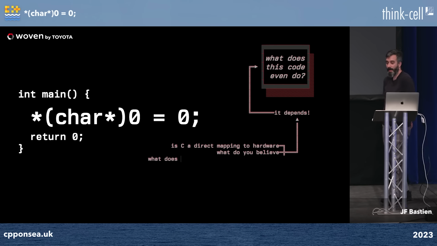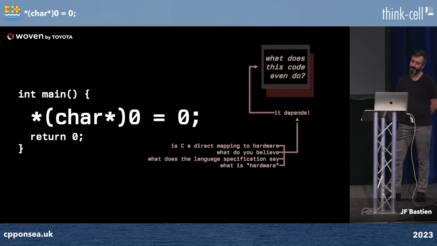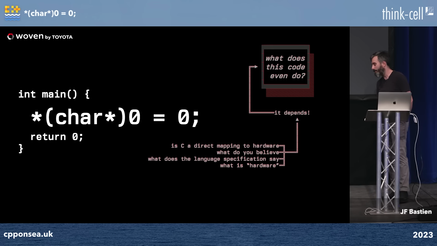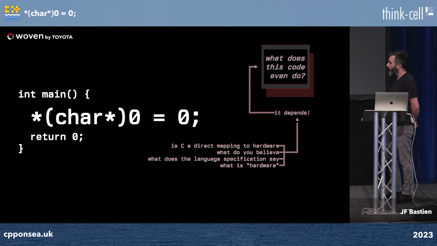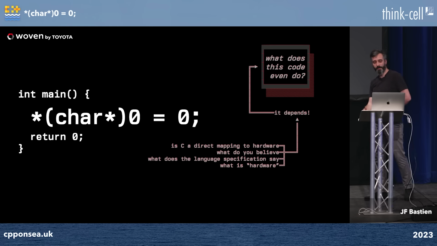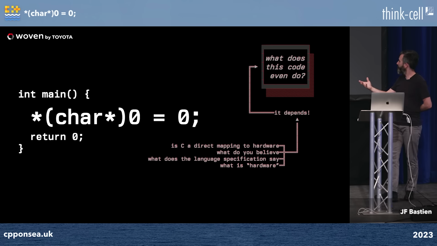Is C a direct mapping to hardware? Not really, right? Because it can get optimized out. So people who are used to C get really angry at this code because the code gets optimized out. C is not a direct mapping to hardware. But what do you believe it does? What does this code do? It makes you believe things. Those things might be wrong, but it makes you believe stuff.